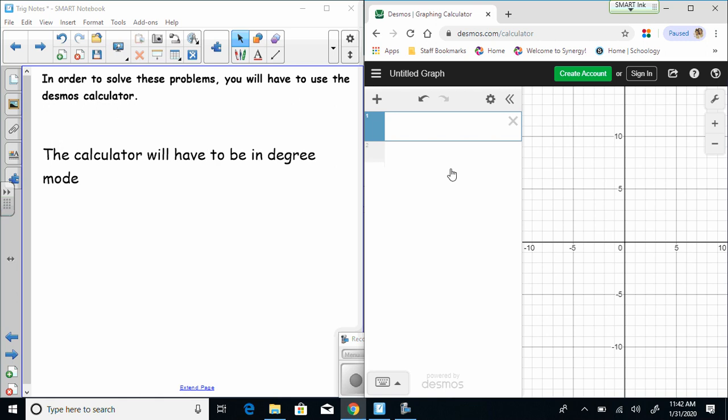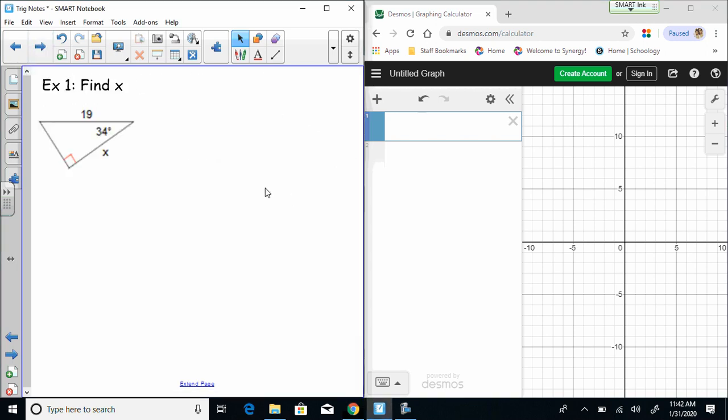All right, so now we're going to go through 5 practice problems. You can go along with me. All right, so here is example 1. We want to find x, so that means we want to find the length of side x.